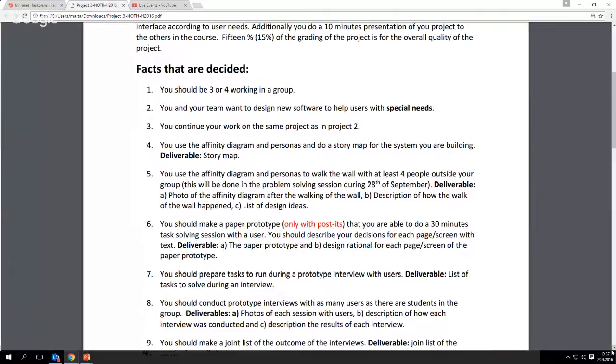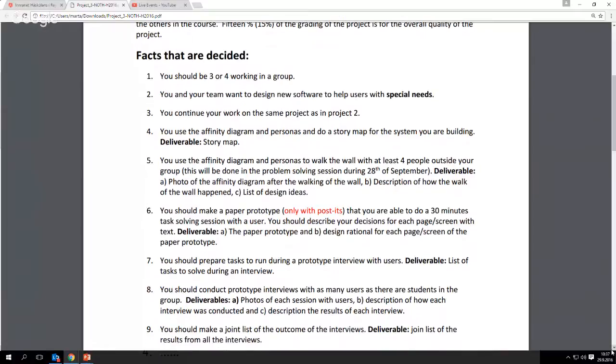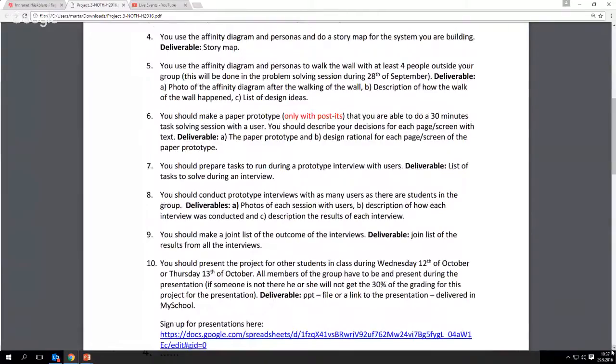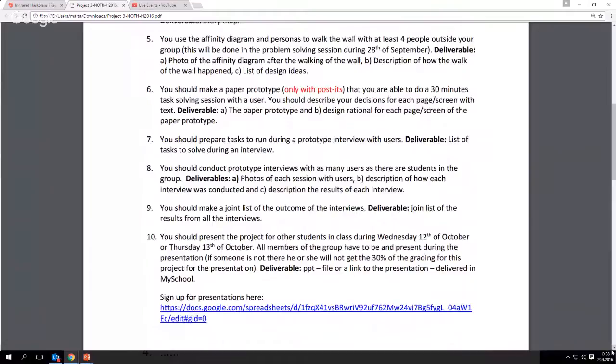And then you make a joint list of the outcomes of the interviews, because maybe the same thing happened in all three of them. So you could then take a list of, okay, there was a problem with the design of the advice part of the software, and none of them found it. We had 4 users and none of them found it. Okay, so you make a joint list.